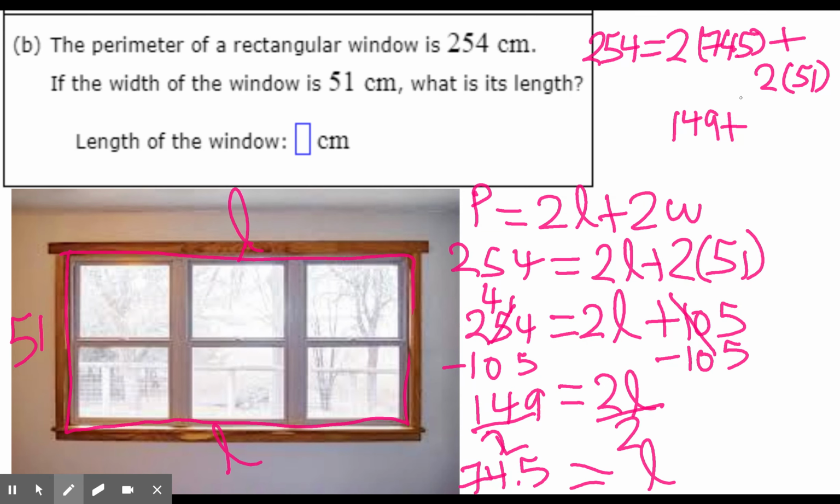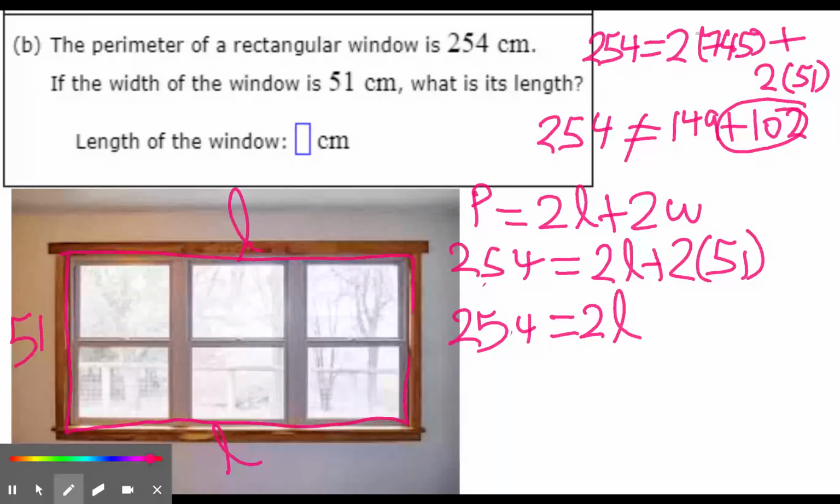And 2 times 51 is 102. And that does not have a sum of 254. And if you're paying close attention, you can see that I just found the error in this problem right here. 2 times 52 is 102, not 105. So now I've got to correct the work.